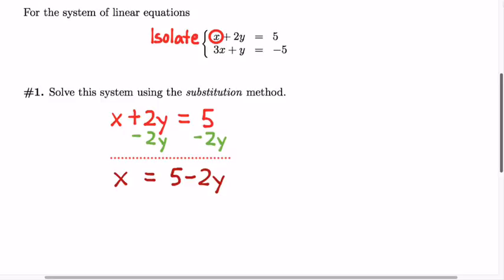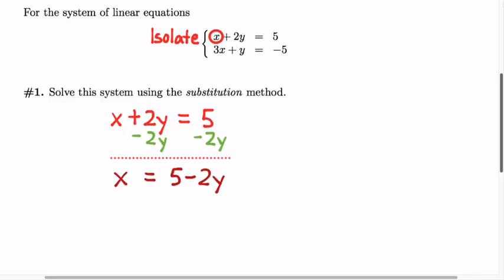But that doesn't explain the name of this method. We haven't done any substitution. What substitution do we actually do? What do we substitute and into where? The 3x. So what you have to do is you do 3 parentheses 5 minus 2y parentheses plus 1.